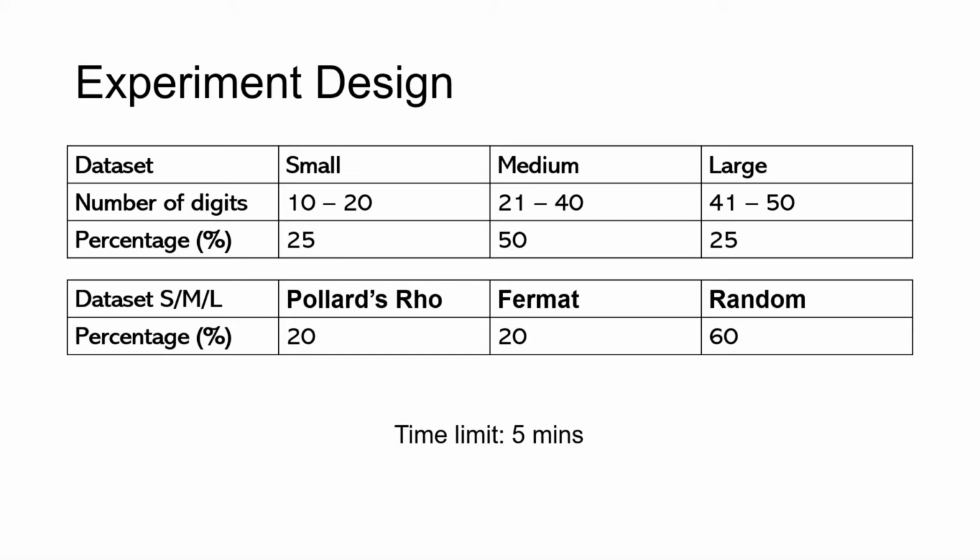And we also set a time limit for each method to factorize the integer, which is 5 minutes. This is because for a very large number, some methods may take hours or even days to factorize it. Next, my teammates will describe the experiment result and give analysis.